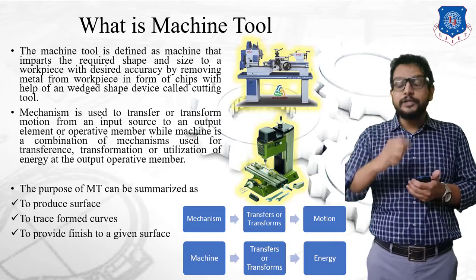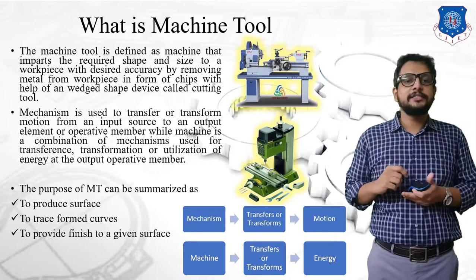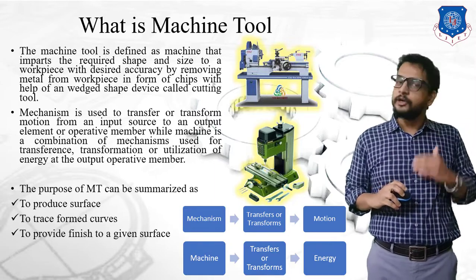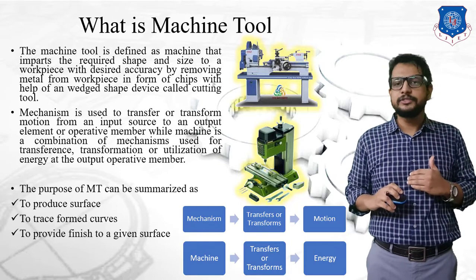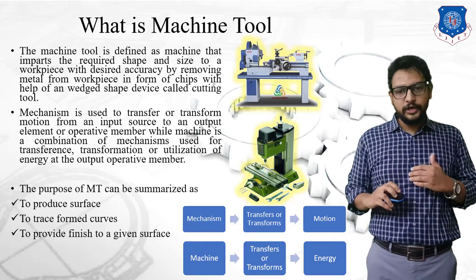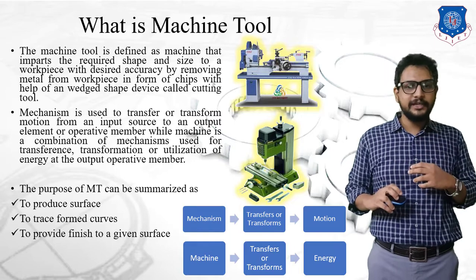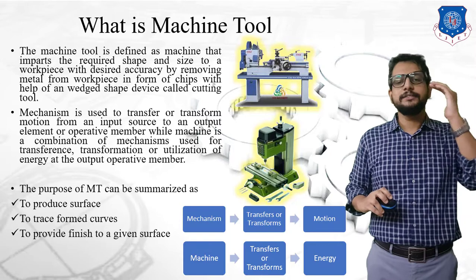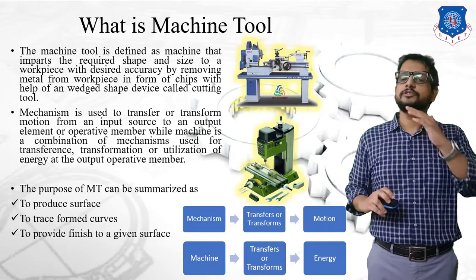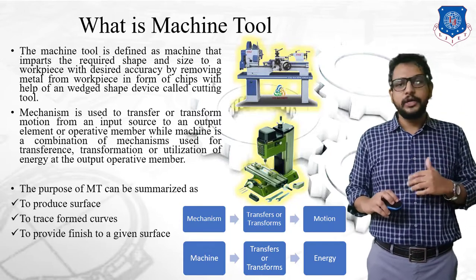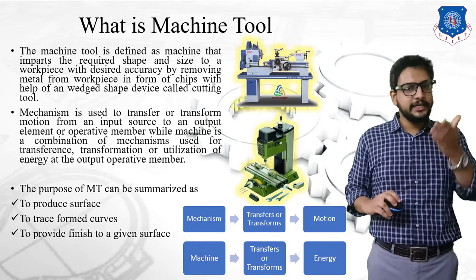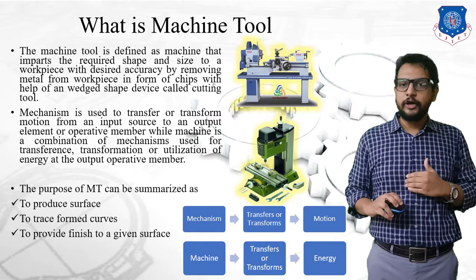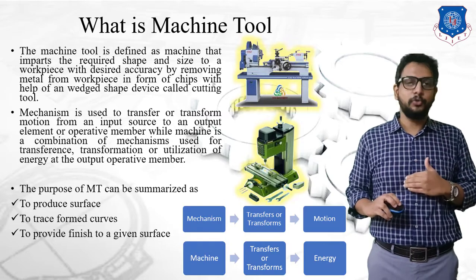Okay, now the purpose of a machine tool can be summarized as to produce a surface, to trace formed curves, to provide a finish to a given surface. So these points are very obvious. Okay, so remember, I have shown a flow diagram, that is, a mechanism transfers or transforms motion, whereas a machine transfers or transforms energy. Okay, so I have shown a diagram of two machines, one is a lathe machine, another one is a drilling machine. You can clear this. Okay, so I hope that you are clear with machine tool.